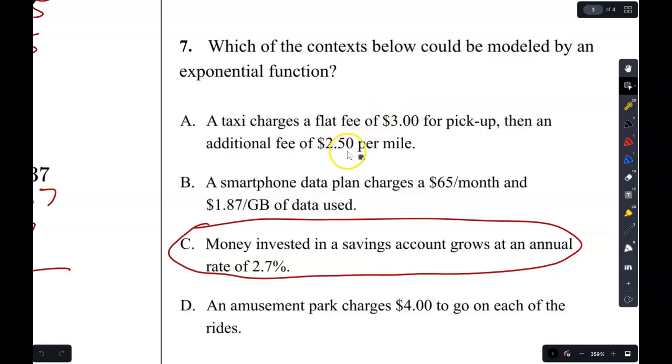All right, so notice how none of these have percents in them. The one that has a percent is going to be the exponential function. Okay, so you got to look at it, make sure it's right. Money invested in a savings account grows at an annual rate of 2.7%. That's going to be exponential. So double check and make sure it makes sense as far as the percent, and you're not adding a percent. But if you're going up or going down at a rate of a certain percent, it's going to be exponential. Okay, and everything else is we're adding a certain amount every month, or every ride, or every mile.